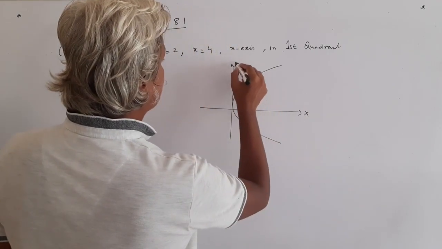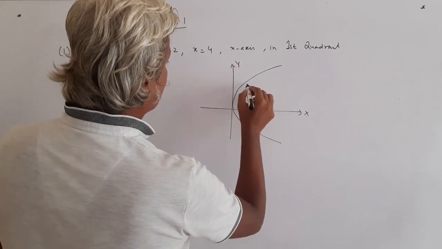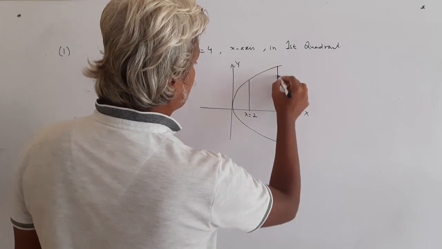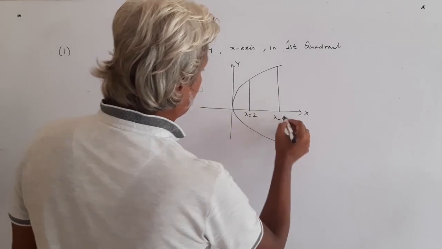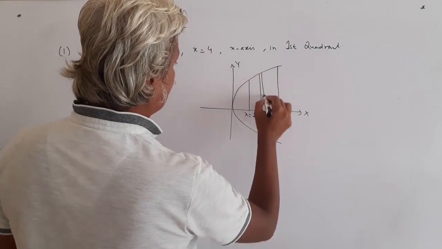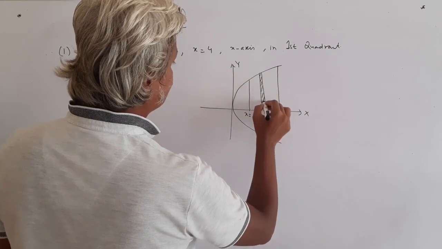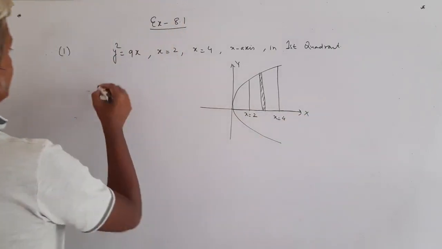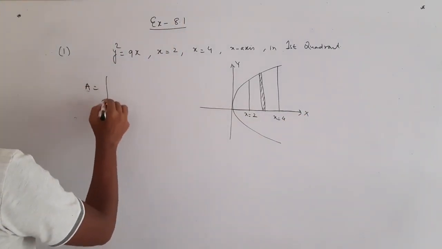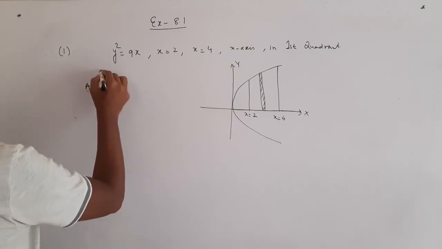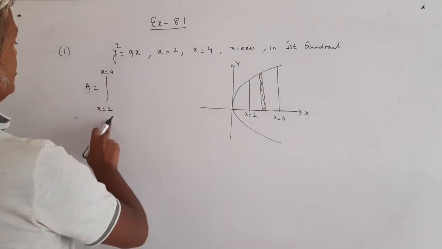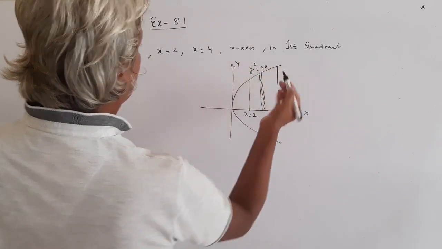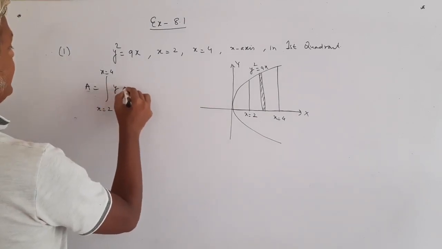This is the x-axis, this is the y-axis. Then we need x equal to 2. Suppose this is my x equal to 2, this is my x equal to 4, and my strip will be like this. Then what we have to find is the area from x equal to 2 to 4, and this is y square equal to 9x. Then this is y dx.